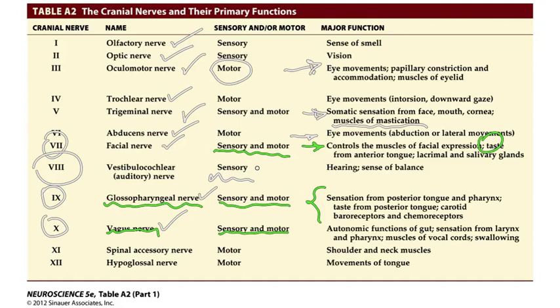So these signals are very important in helping us maintain a sense of balance, as well as helping us to maintain our point of fixation, whatever it is we're looking at, even if we decide to move our head back and forth.